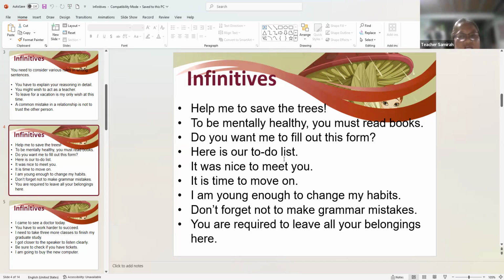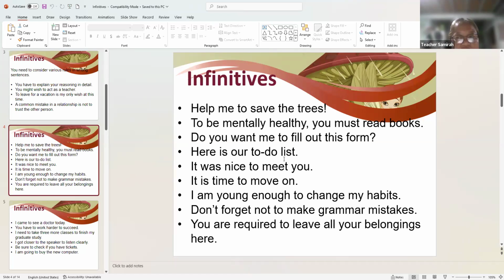You cannot actually predict easily what this speaker is trying to tell us. So he or she may have used this so that we may anticipate what he or she will tell us next, right? Then this one, do you want me to fill out this form? So these are all actually using infinitives.